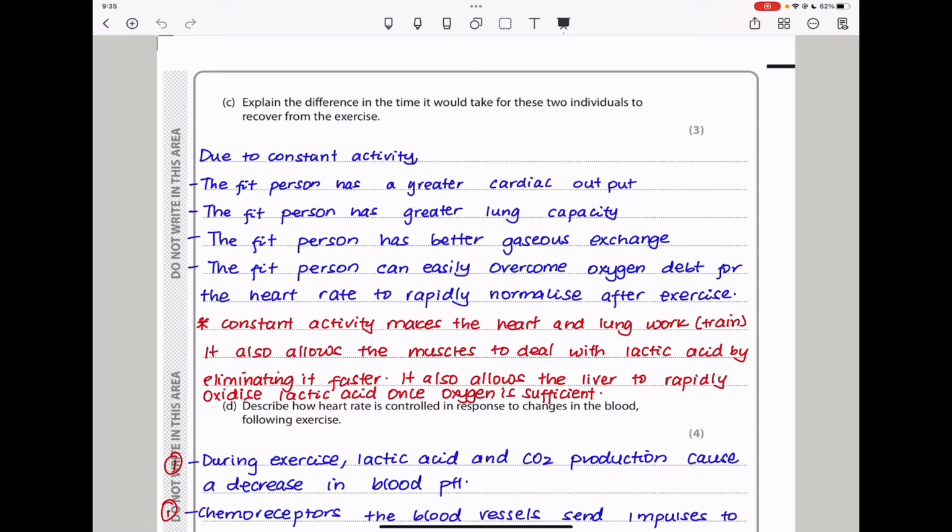I put something here in red. You're not supposed to put it there if you don't want, but just as a reminder, I said constant activity makes the heart and lungs work or train. It also allows the muscles to deal with lactic acid by eliminating it faster. It also allows the liver to rapidly oxidize lactic acid once oxygen is sufficient.